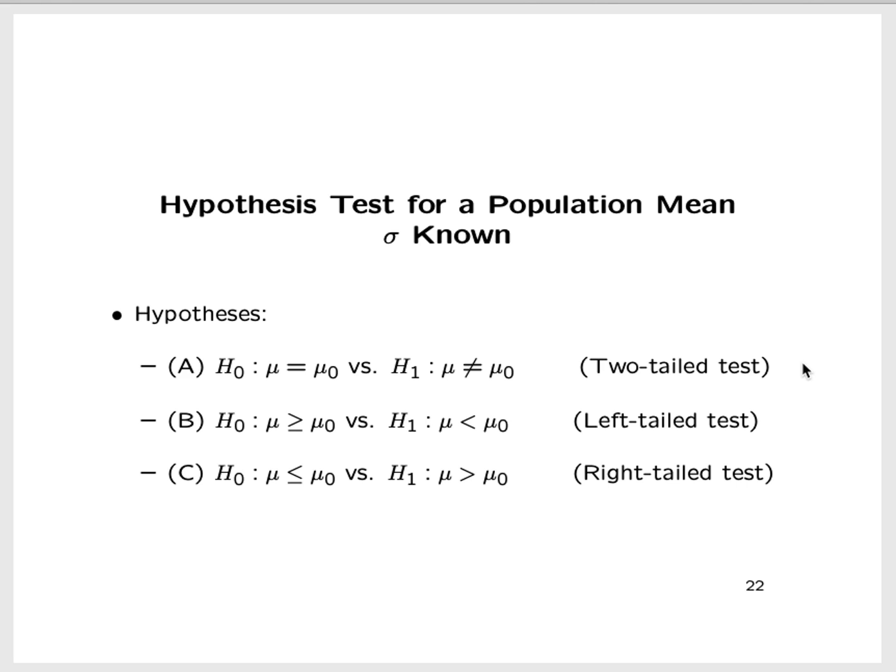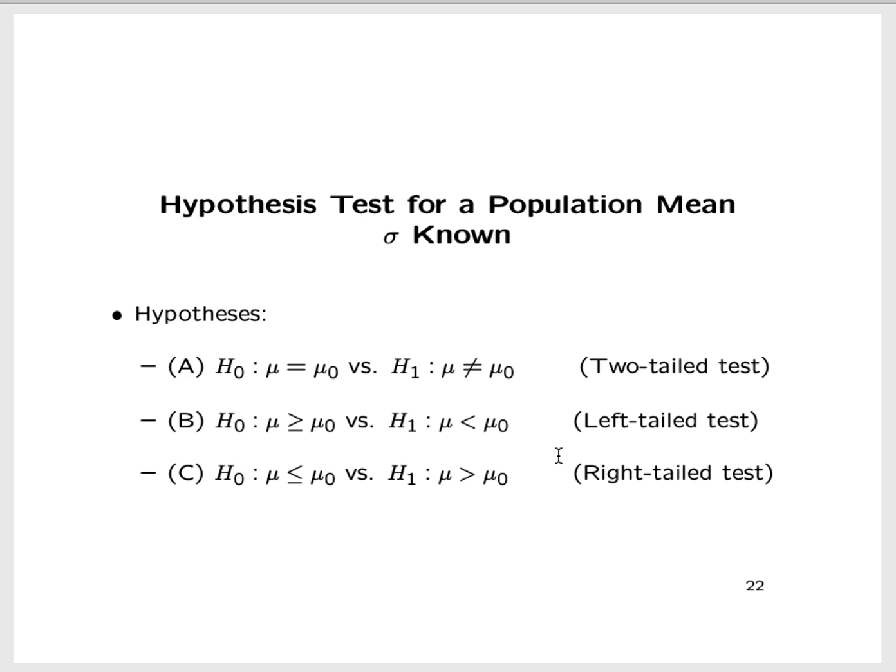We have a left-tailed test and a right-tailed test. So the two-tailed test, again, is the null hypothesis that says that mu is equal to a specified value mu sub 0, with alternative that says that mu is not equal to that value. The left-tailed test has a null hypothesis that says that mu is greater than or equal to mu sub 0 against the alternative that says that mu is less than mu 0. And then the right-tailed test, the null hypothesis is that mu is less than or equal to mu sub 0 against the alternative that says that mu is greater than mu sub 0.